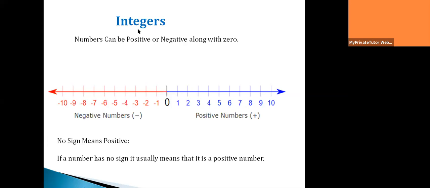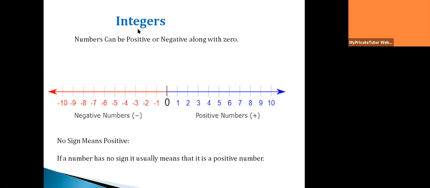Let's start with integers. So as we all know, integers are a part of rational numbers. So what do you mean by integers? Integers are the numbers which are positive, negative, and zero. As you see here, integers are nothing but all the negative numbers, all the positive numbers, and zero. Which means the numbers start from minus infinity and go up to positive infinity.